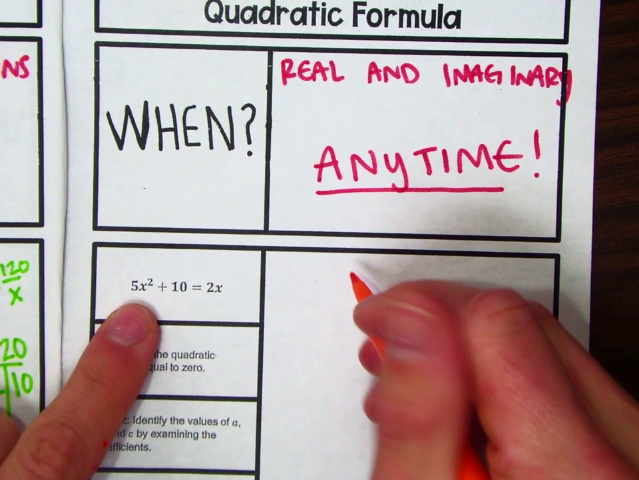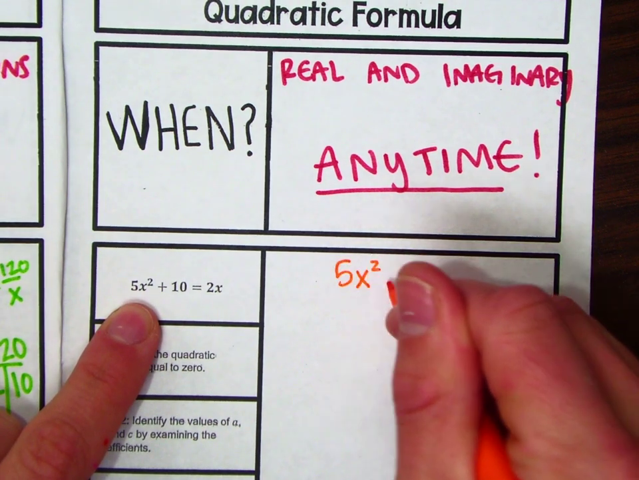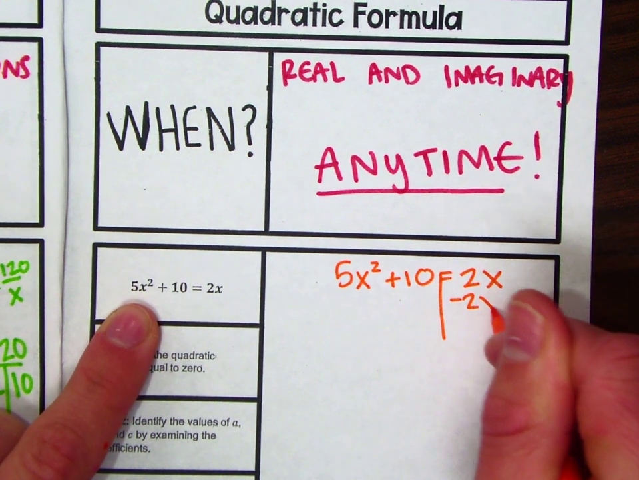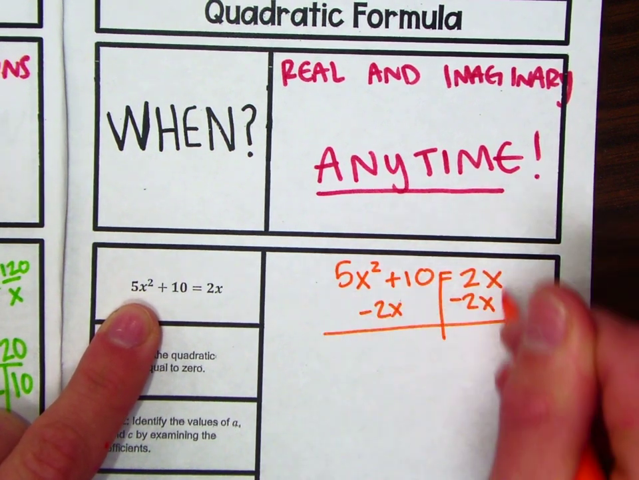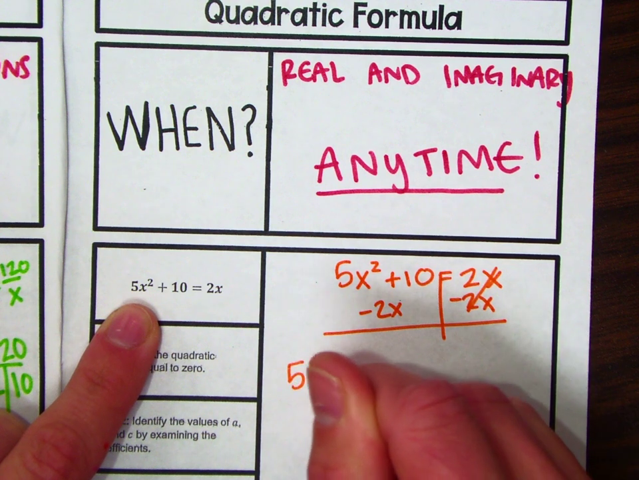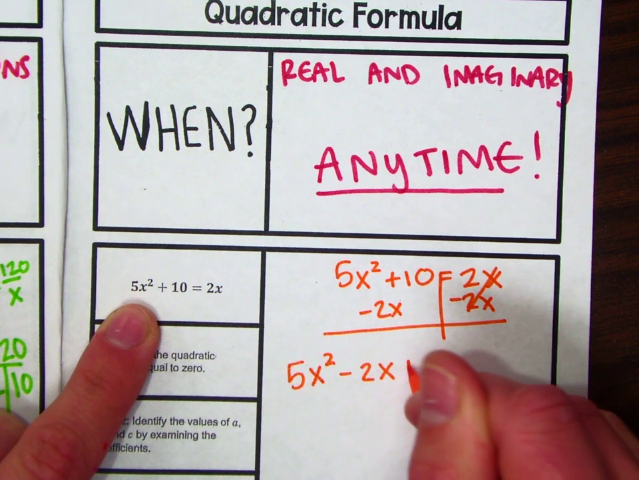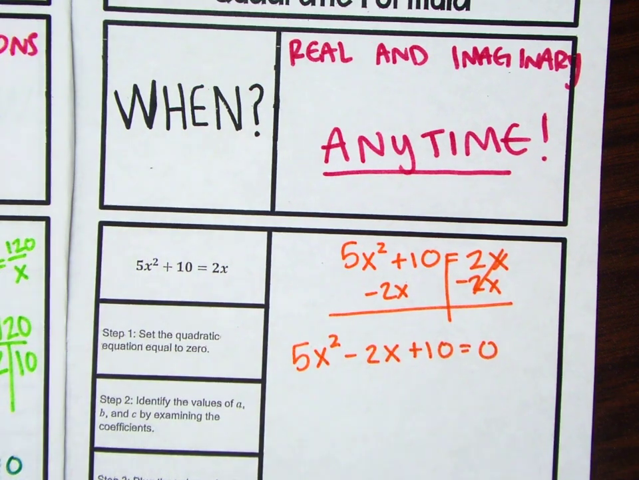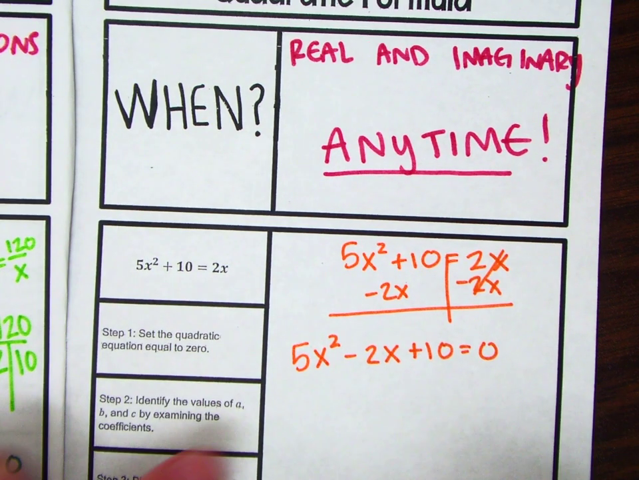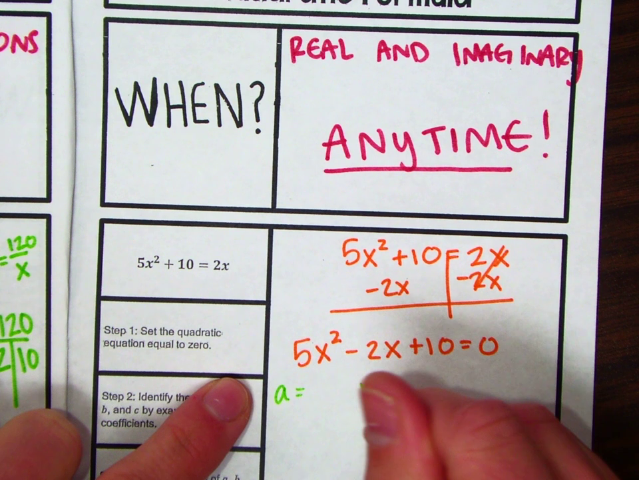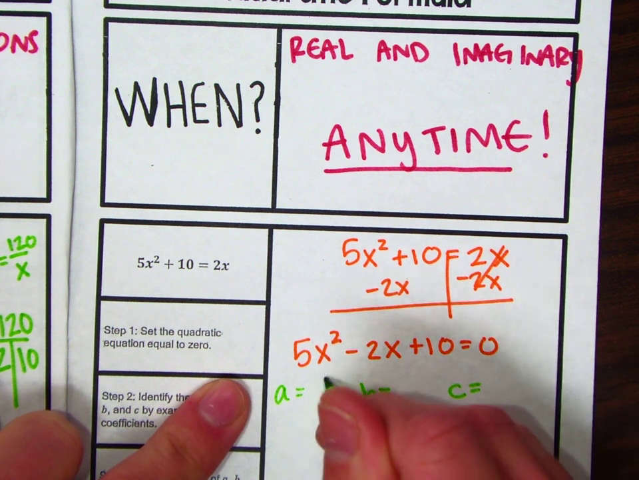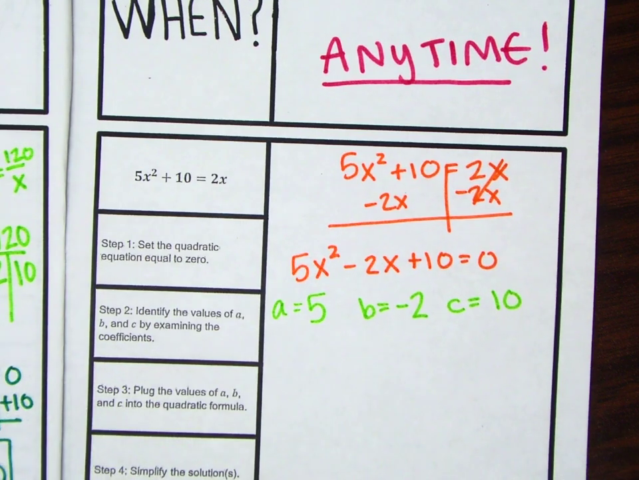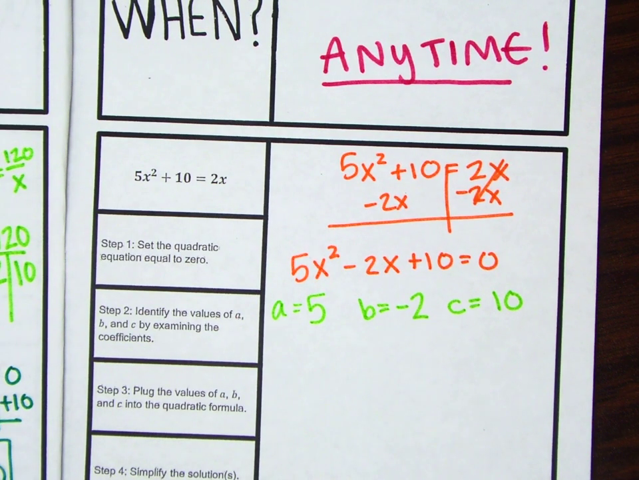All right. So I do need to get it equal to 0. So minus the 2x, 5x squared minus 2x plus 10 equals 0. Careful with your signs. All right, then we're going to go ABC. 5, negative 2, 10. And then we're going to put in the formula.